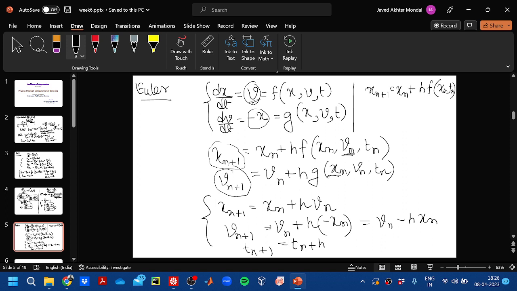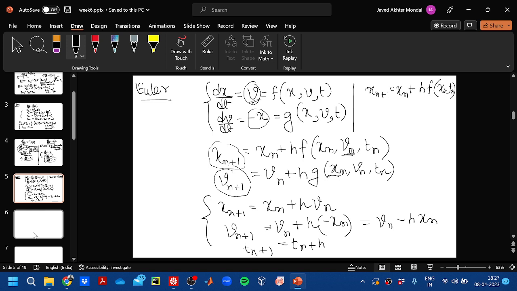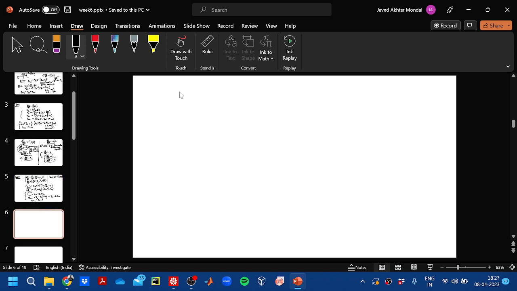So if we are given a third order differential equation, then we can decouple it into three first order differential equations, and we can solve it in the same manner as we have done for a second order differential equation. So this is for the Euler method, and let us look at what the update rule will be for the RK4 method.